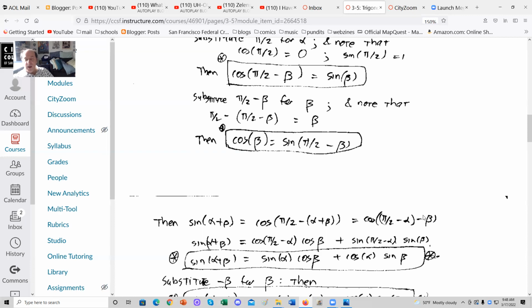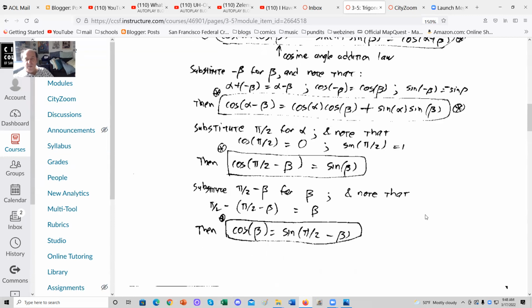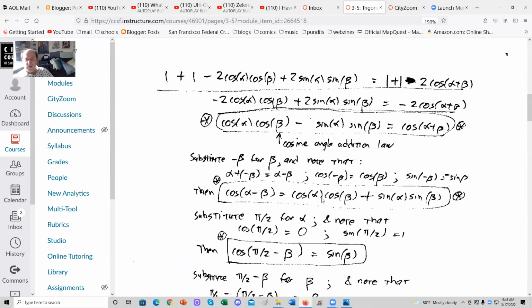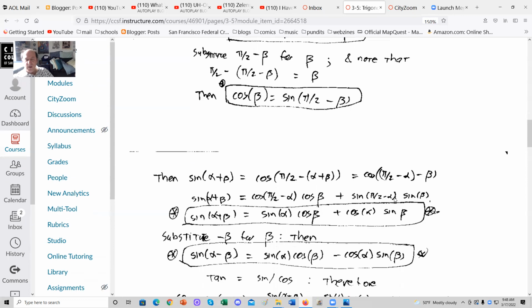So now we have a cosine of a difference, but we already have a formula for that. Cosine of a difference is cos cos plus sine sine. So sine of alpha plus beta equals cosine of this difference. It'll be cos cos plus sine sine. Cosine of pi halves minus alpha, cos beta, plus sine of pi halves minus alpha, sine beta. But cos of pi halves minus alpha is sine alpha. Sine of pi halves minus alpha is cos alpha. So sine of a sum, alpha plus beta, equals sine alpha cos beta plus cos alpha sine beta.